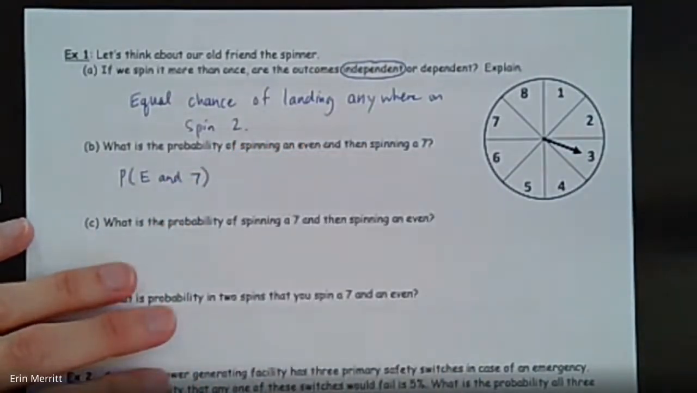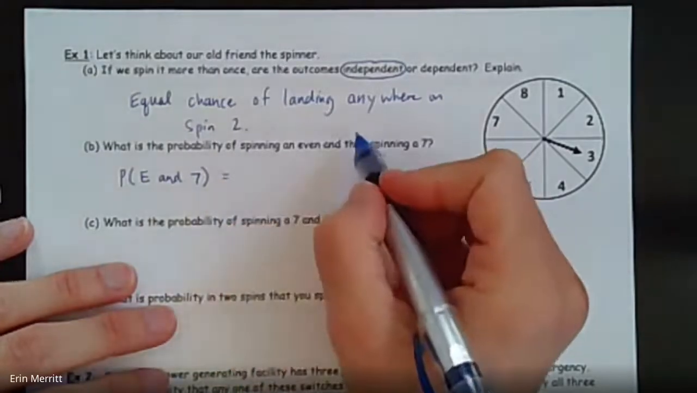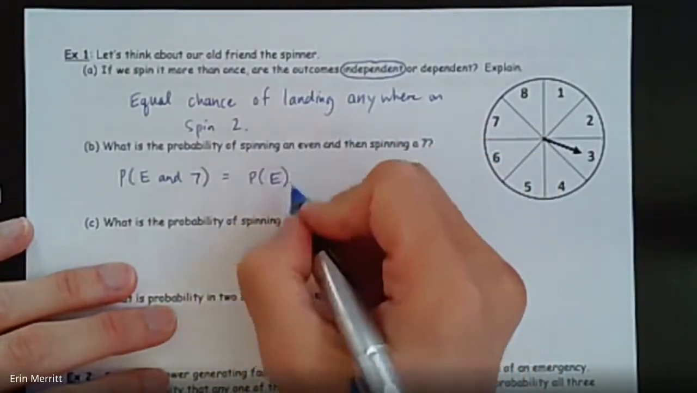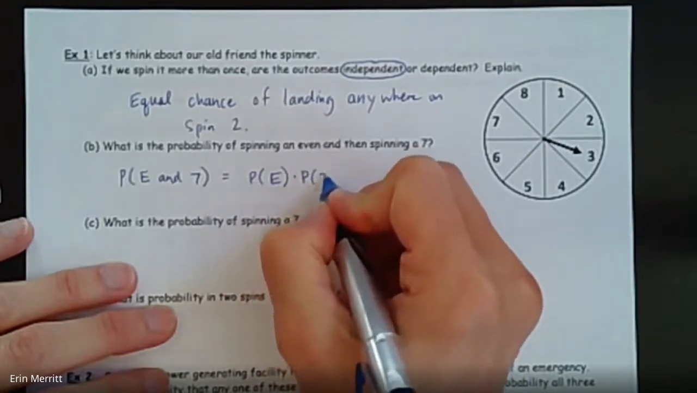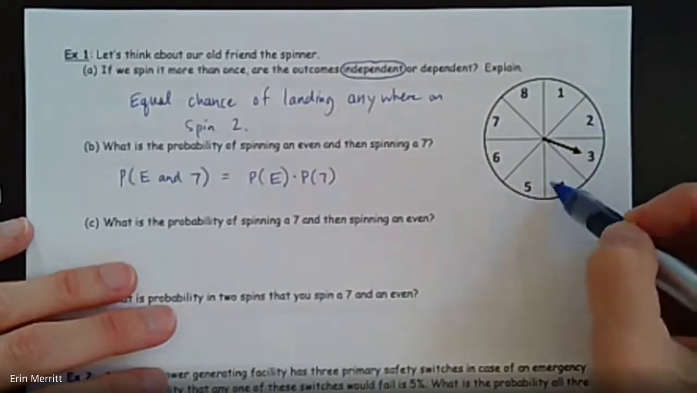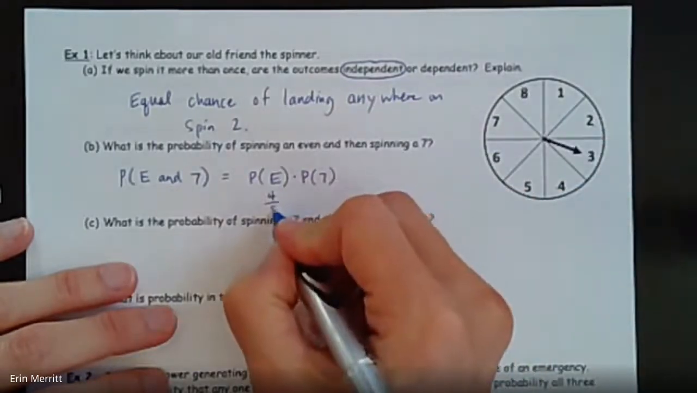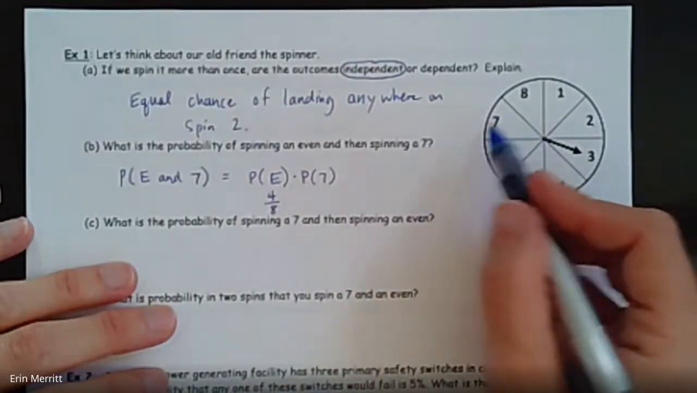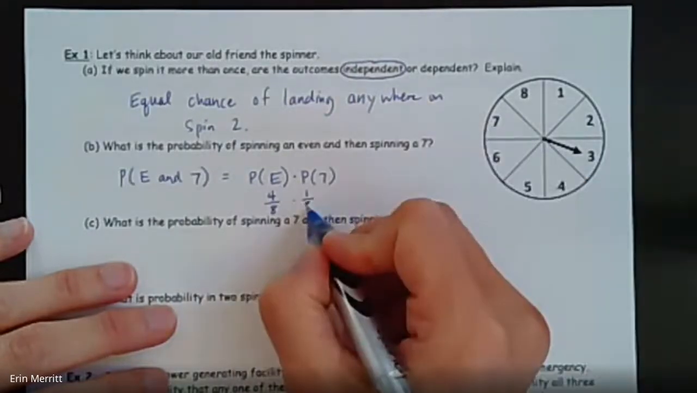It's pretty shorthand here, but hopefully you get it. Since we said that they are independent, that's just going to be the probability of spinning an even times the probability of spinning a 7. So think about it. Even, you got 2, 4, 6, 8. You have a 4 out of 8 chance there. Probability of spinning a 7, well, there's just 1 seven on the board out of 8. And now we know we're just multiplying those together.